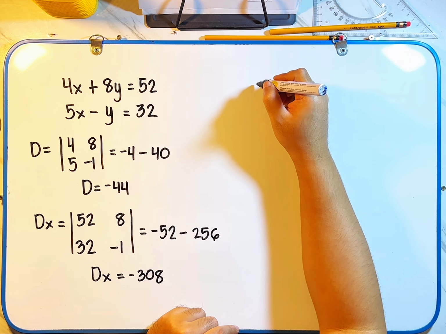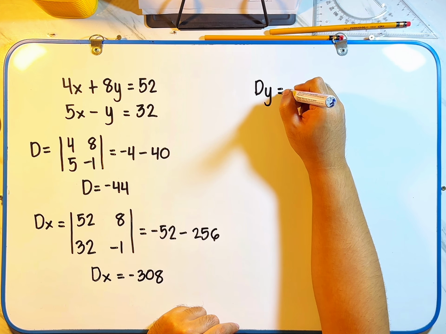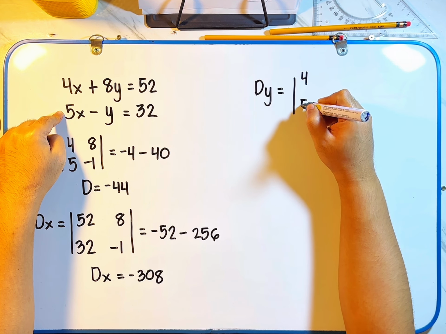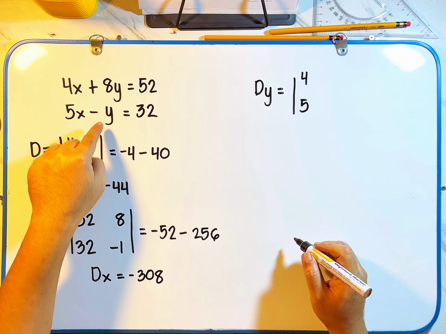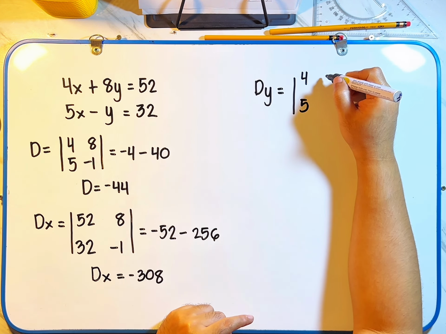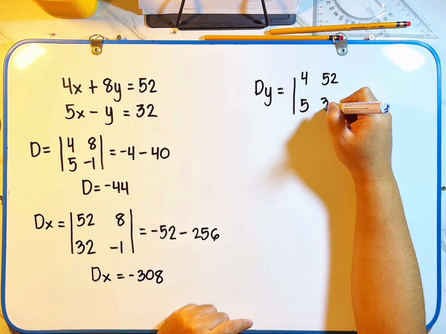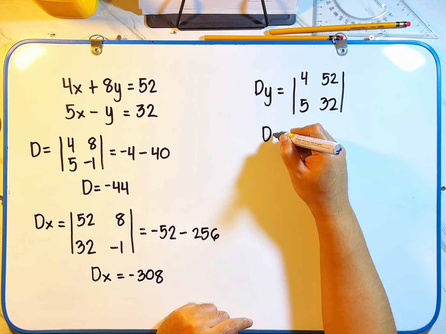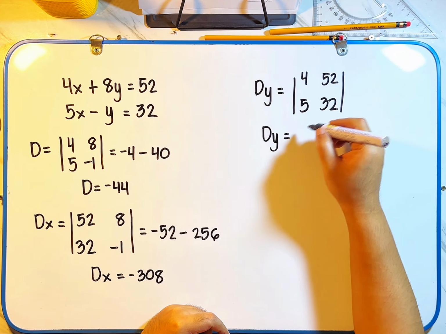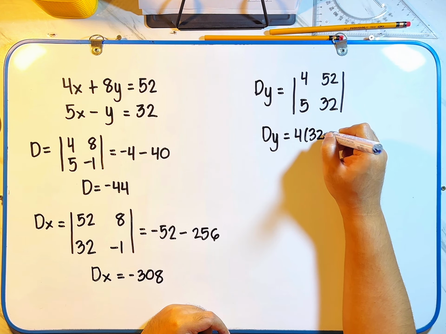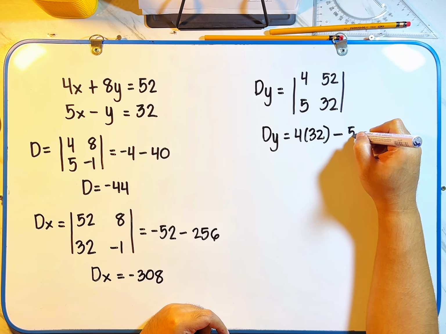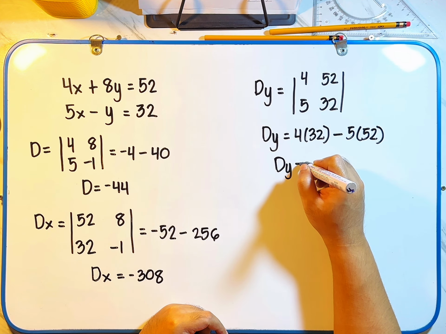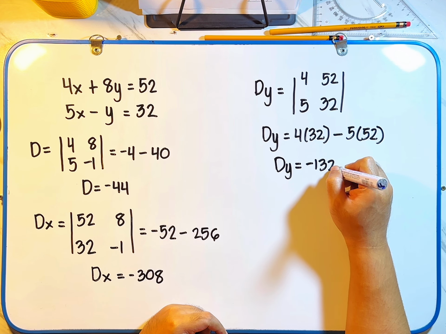Okay, let's go to dy. dy is equal to, copy the coefficients of x, 4 and 5, while replace the coefficients of y, 8 and negative 1, by 52 and 32. And then apply the basket method. So dy is equal to 4 times 32 minus 5 times 52. Just calculate this value. Dy is equal to negative 132.